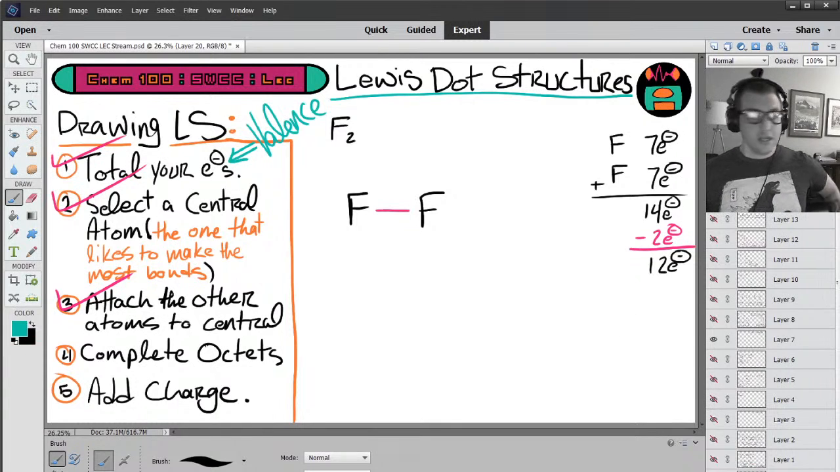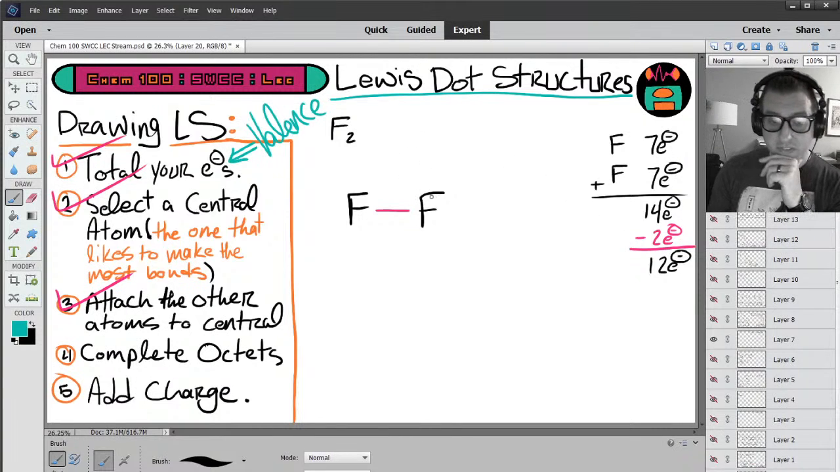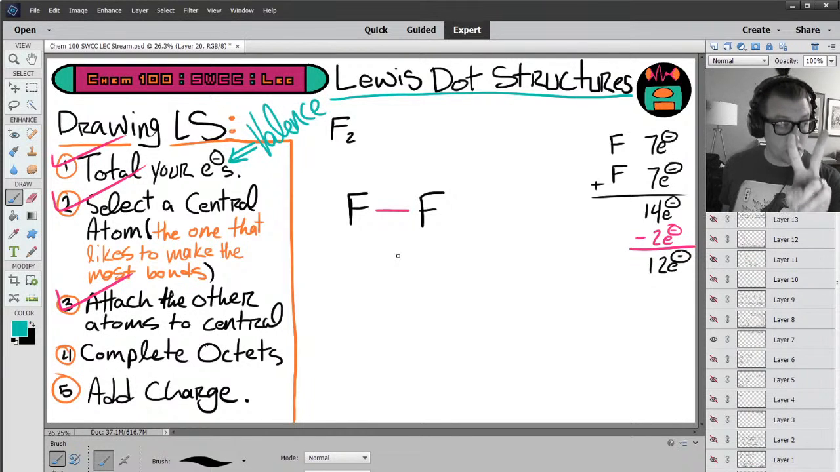Well, the octet rule says that every element wants to have the same number of electrons as its nearest noble gas. For hydrogen, it's 2. Everything else wants 8. So you have to ask yourself, how many electrons does fluorine have access to? Right now, as drawn, there's 1 bond, and there's 2 electrons in that bond. So right now, fluorine has access to 2 electrons. It wants 8, so we need to give it 6 more electrons.